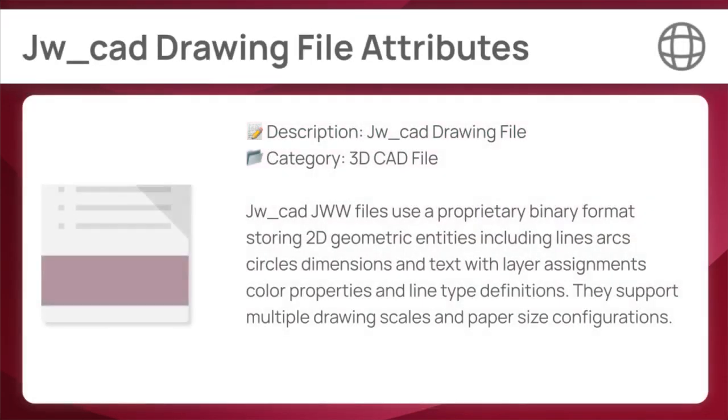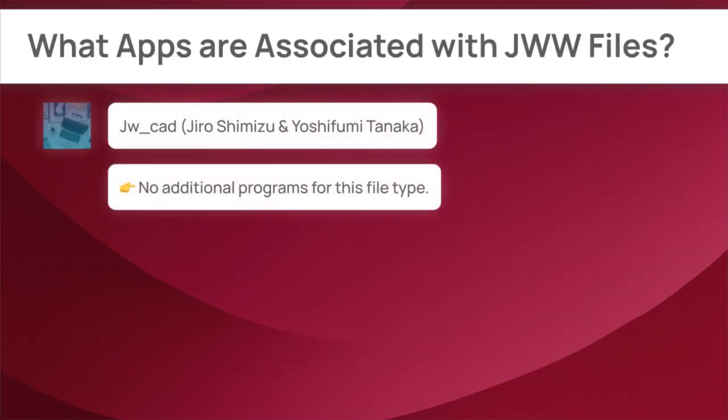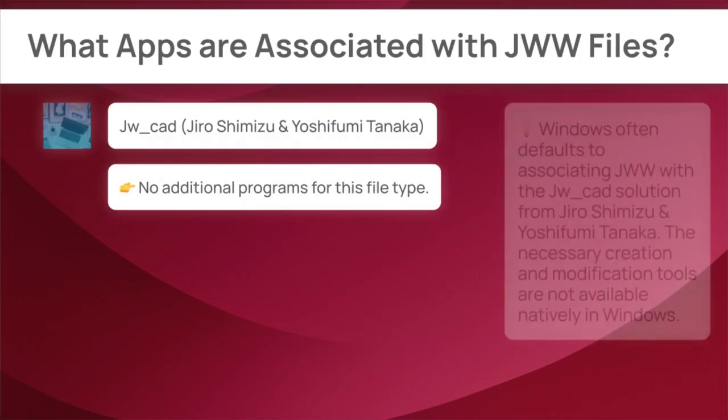JWCAD JWW files use a proprietary binary format, storing 2D geometric entities, including lines, arcs, circles, dimensions, and text with layer assignments, color properties, and line type definitions. They support multiple drawing scales and paper size configurations. Optimal handling of the JWW format is achieved using JWCAD by Jiro Shimizu and Yoshifumi Tanaka.